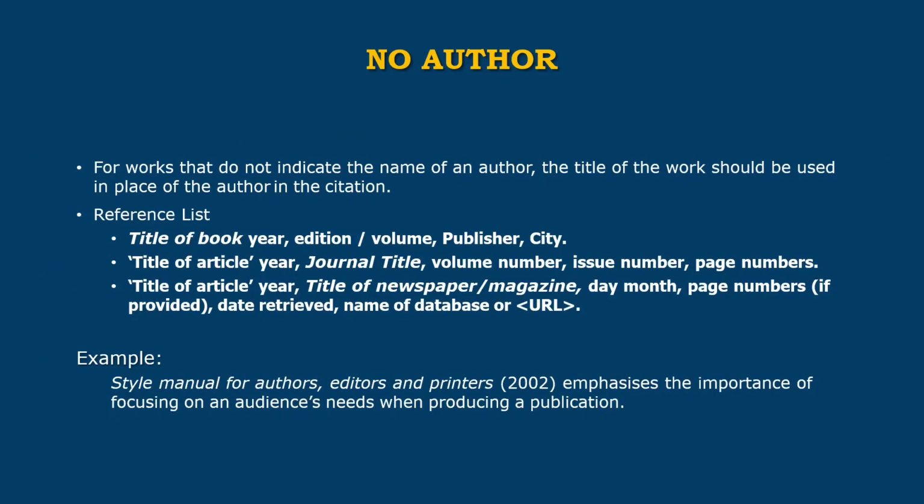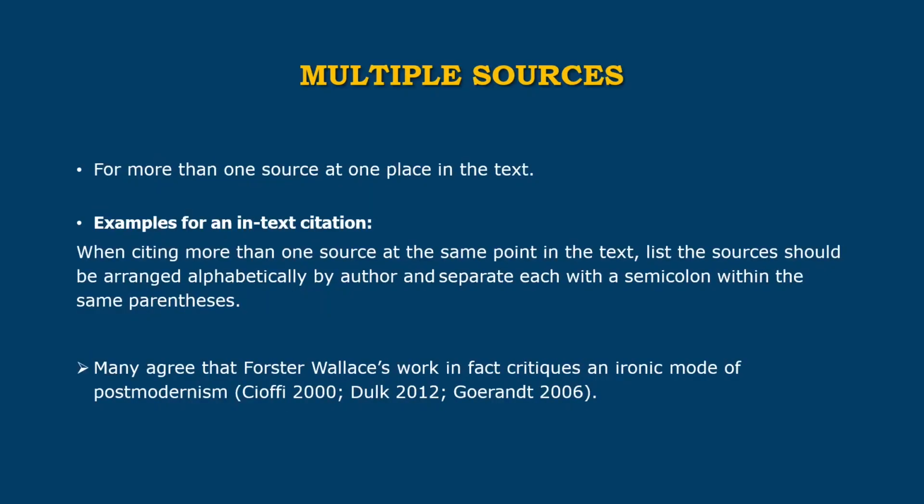What if there is no author in a particular source? For works that do not indicate the name of the author, the title of the work should be used in place of the author in citations. Multiple sources. For more than one source at a place in the text. When citing more than one source at the same point in the text, the list of sources should be arranged alphabetically by author and each separated with a semicolon within the same parenthesis. All the authors' names are arranged alphabetically, as you can see.